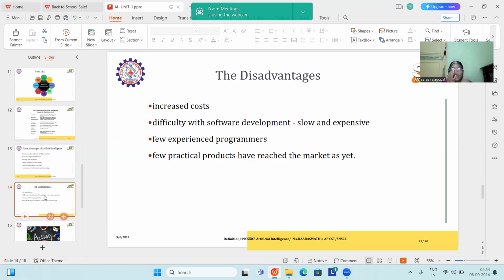In AI, there are many different disadvantages. First is difficulty with software development. It contains only a few experienced programmers. The cost will be very high. It is difficult to develop the software. The software may be slower and very expensive. Only a few practical products have reached the market as yet, according to the cost and development process.